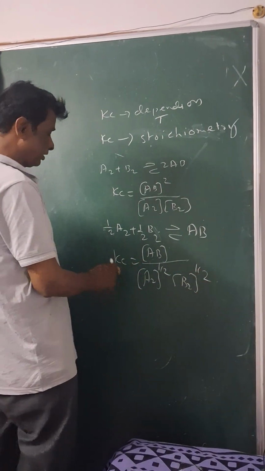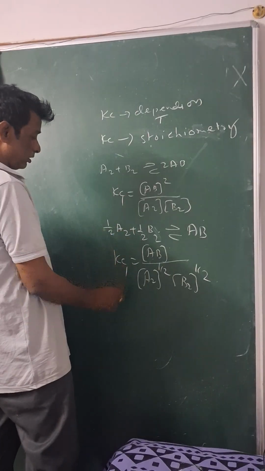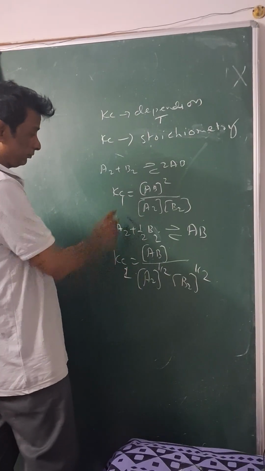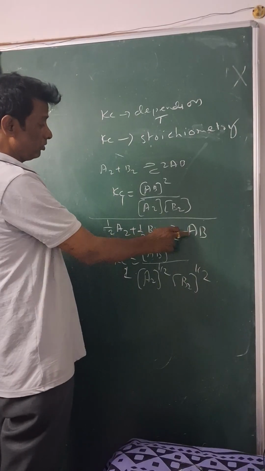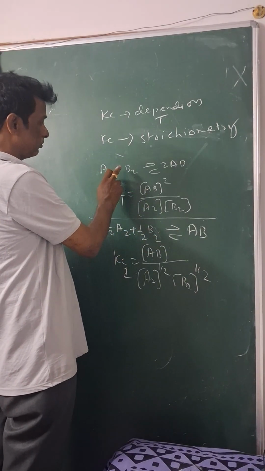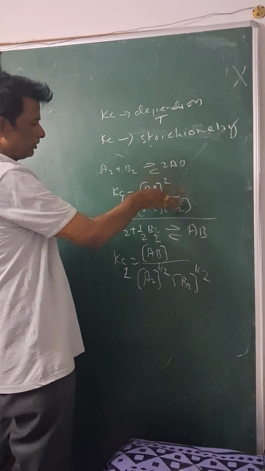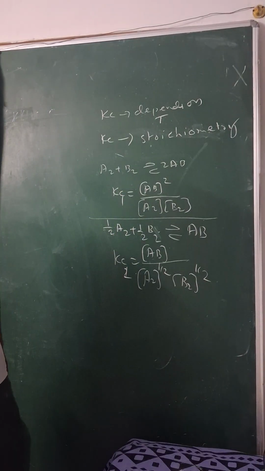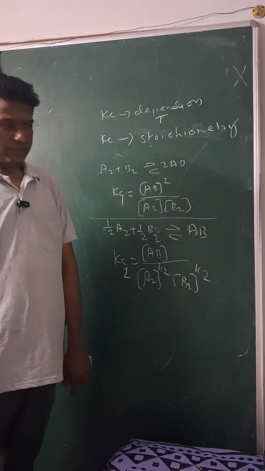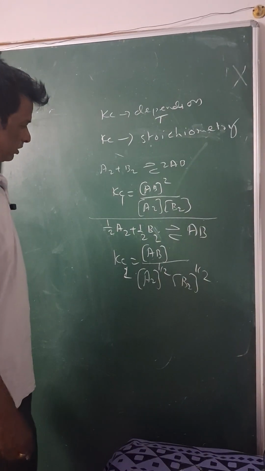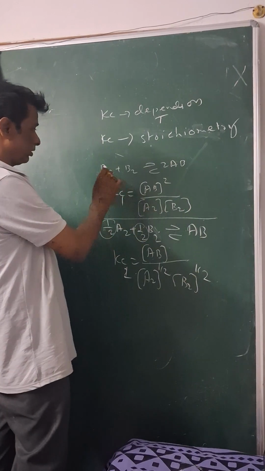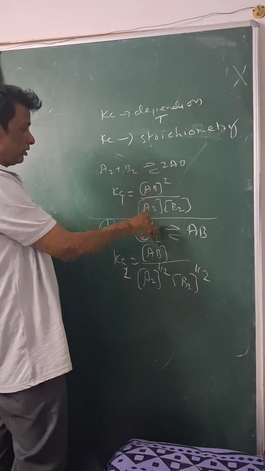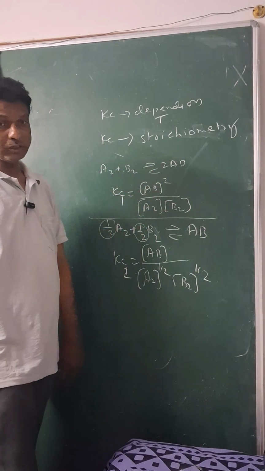Okay, these two are not same. Kc1, Kc2, they are not equal. But here reaction, stoichiometry is different. 1 by 2, 1 by 2, 1. Here 1 plus 1 gives 2. Here moles are different. The reaction is same, but stoichiometry is different. Here 1 by 2 mole, 1 by 2 mole, 1 mole. Here 1 mole, 1 mole, 2 mole. So Kc depends on stoichiometry.